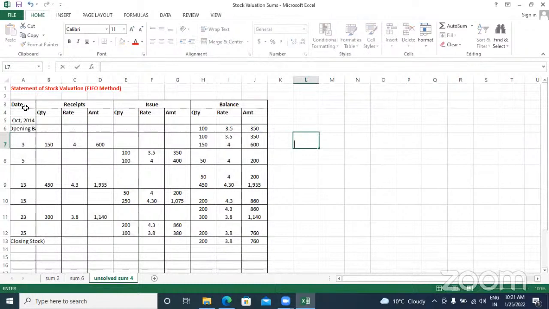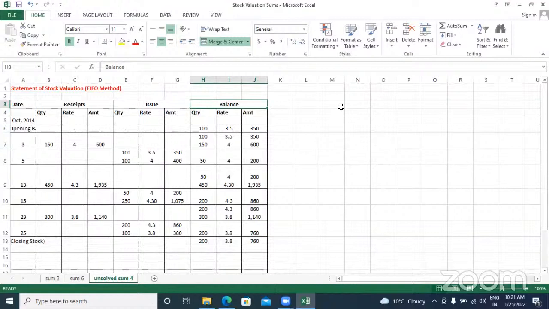So see now. Same columns: date, then receipts, then issue, then balance. Under receipts, quantity, rate and amount. Under issue, quantity, rate and amount. And balance again, quantity, rate and amount. Make it, I'm waiting. Let me know once you're done. Done, ma'am. Very good.